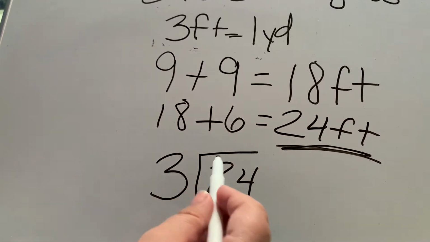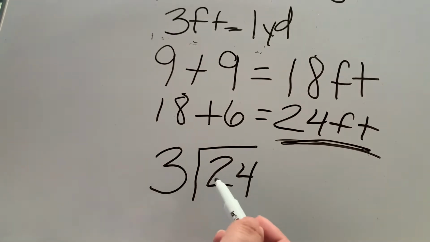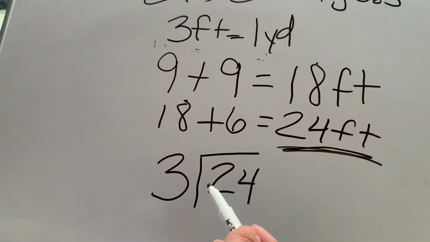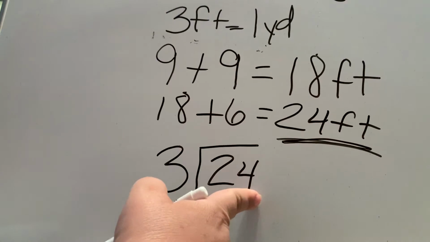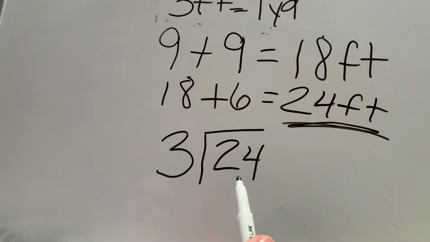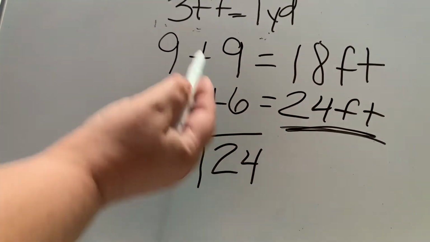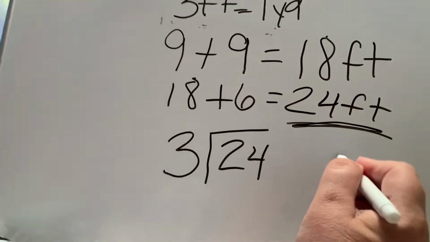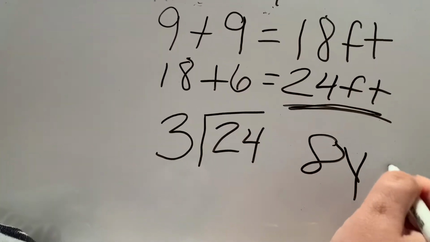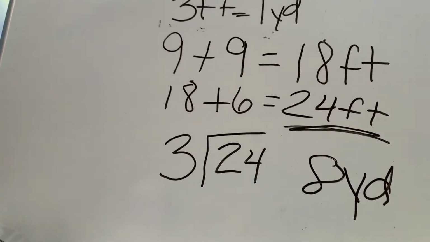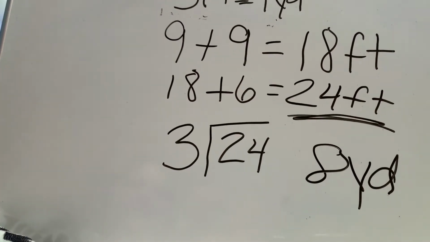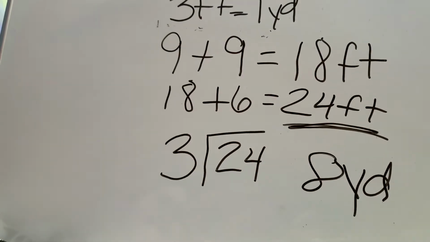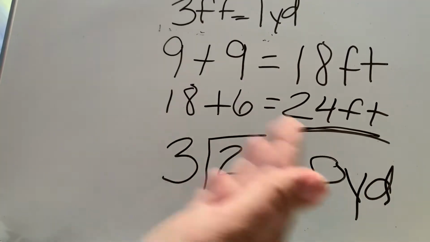So how many yards are in 24 feet, sorry. Okay, what are you going to do? You're going to divide it by 3, right? You will get 8. He will need 8 yards of rope, okay? Does that make sense? Yes, it does, if you think about it.